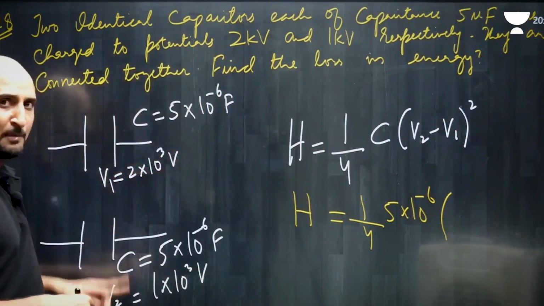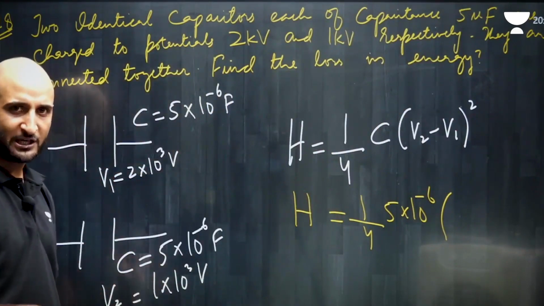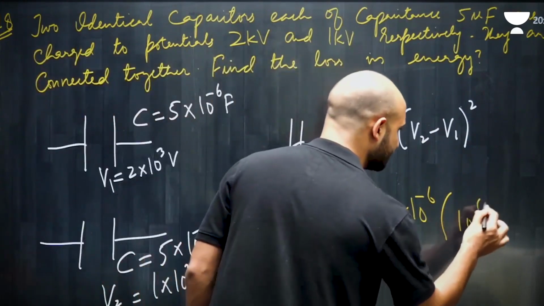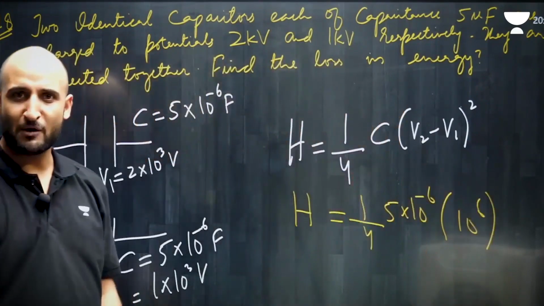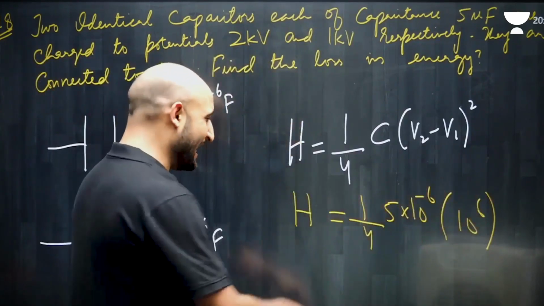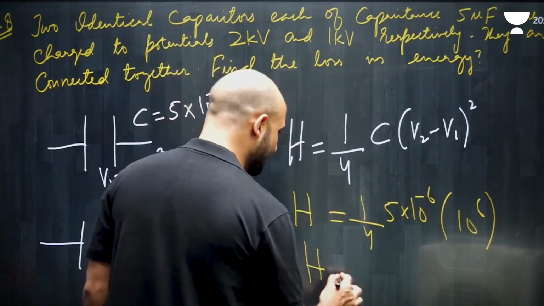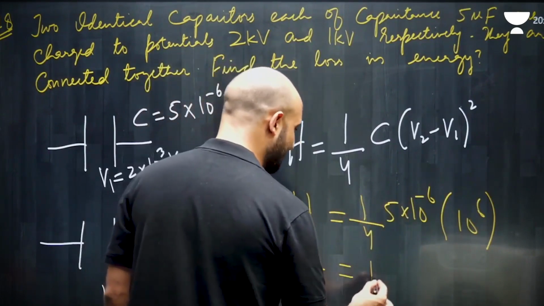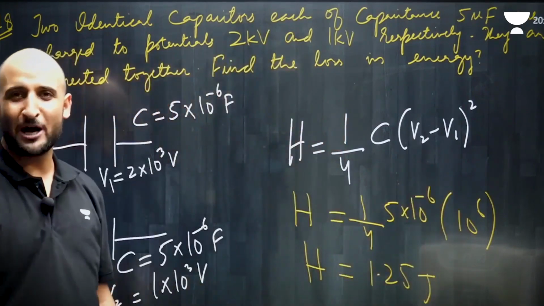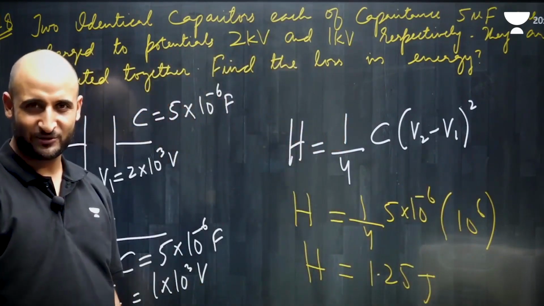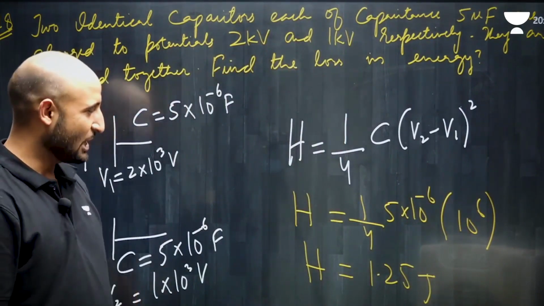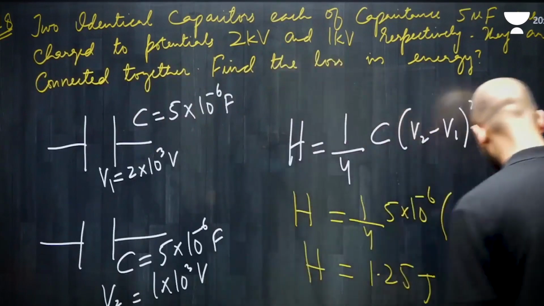So 2 into 10 power 3 minus 1 into 10 power 3. It will be 1 into 10 power 3 square. It will be 10 power 6. So 10 power minus 6, 10 power 6 will go. It will be 1. It is 5 divided by 4. Heat dissipated is 5 divided by 4. That will be 1.25 joules. That's the answer to this question. I'm sure that you understood it quite well. All right, moving to next question.